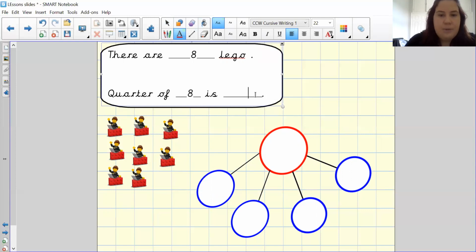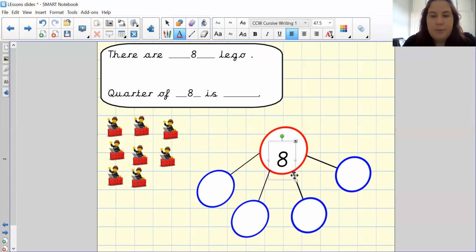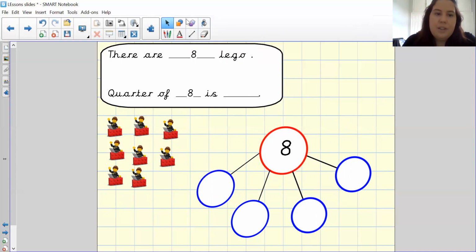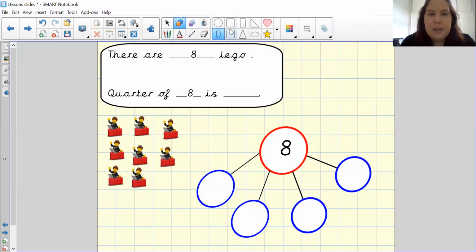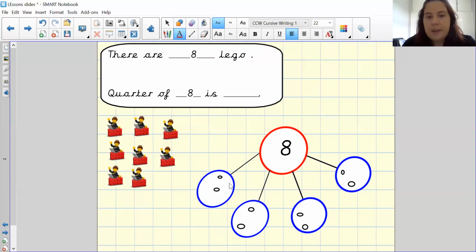is, let's find out. So I'm going to write 8 into my whole because I know I have 8 to begin. And now I'm going to divide them differently. So instead of using the Legos, I'm going to do dots. 1, 2, 3, 4, 5, 6, 7, 8. So how many dots in each part? Well done. 2. There's 2 in every part. That means it is equal, so all my answers are the same. So a quarter of 8 is 2. So fantastic if you got that at home.